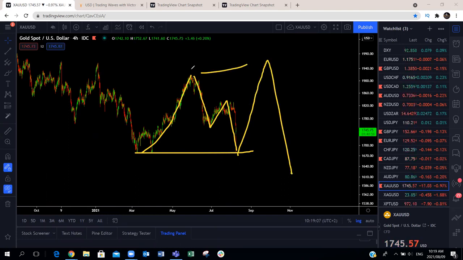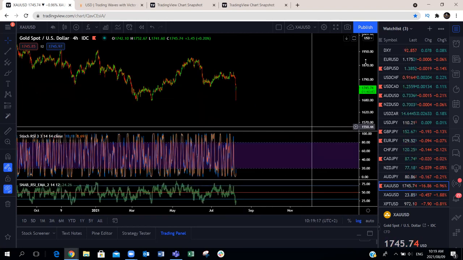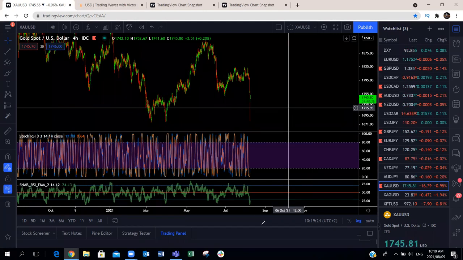We're going to check the indicator here now. So that will be an ABC corrective structure for more downside. But now we've got a bit of a pullback here. Let's have a look at the indicators on that. So the RSI is right at the bottom, the stochastic RSI is right at the bottom, but we've already made a pulsing move here.